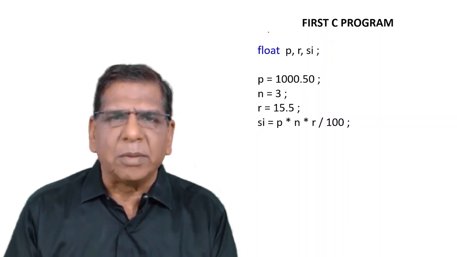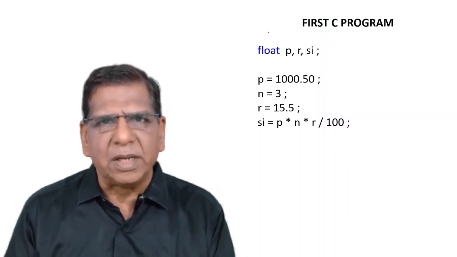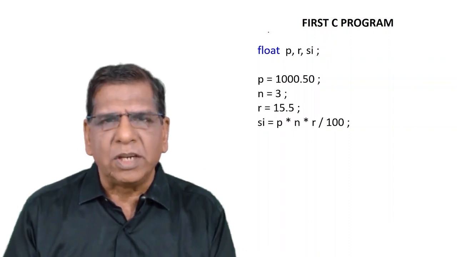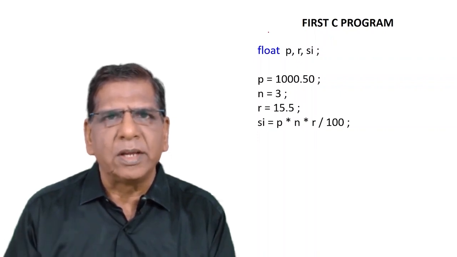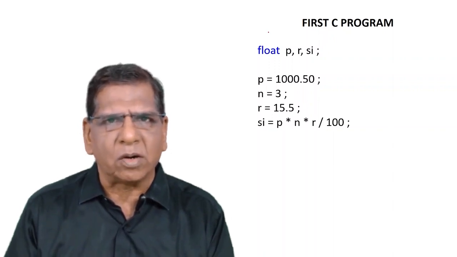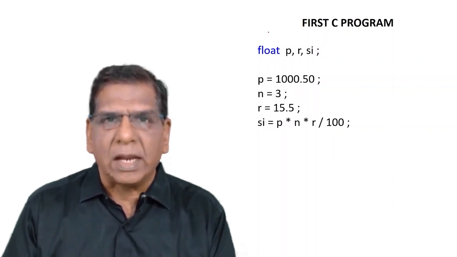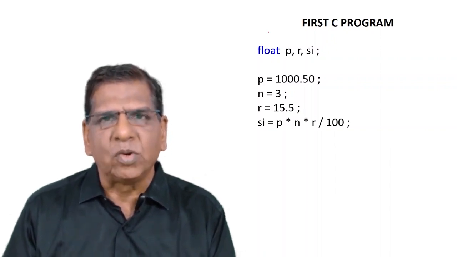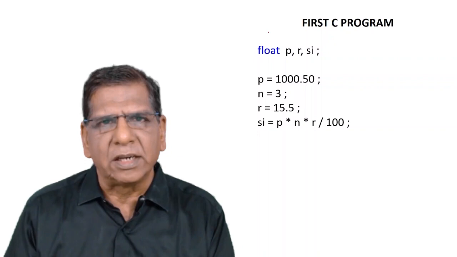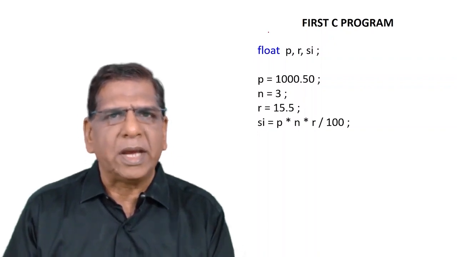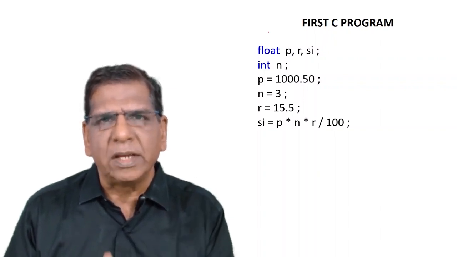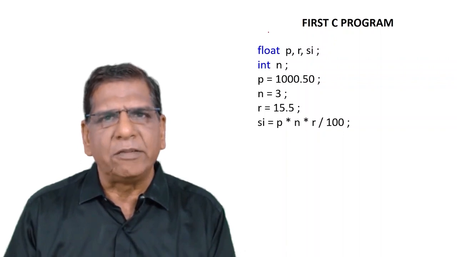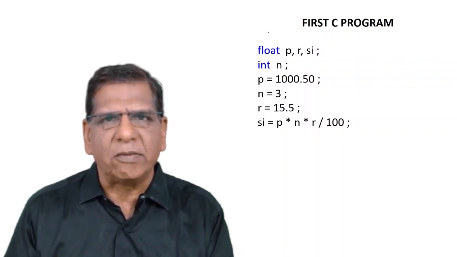Now every single variable we use in a program needs to be declared at the beginning. So three variables P, R and SI, they are likely to have a floating point value or a float value in them. Hence declare them at the beginning by saying float P, R, SI. Unlike them, the variable N is going to hold a value 3, which is an integer. Hence we should declare N to be an integer variable. Note that a float variable can hold a real value or a float value, whereas an int variable will hold only an int value.